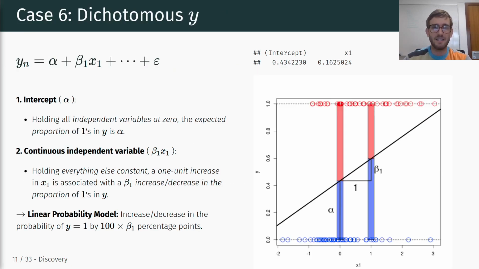All right, in the next video, we'll talk about dichotomous dependent variables rather than continuous dependent variables.